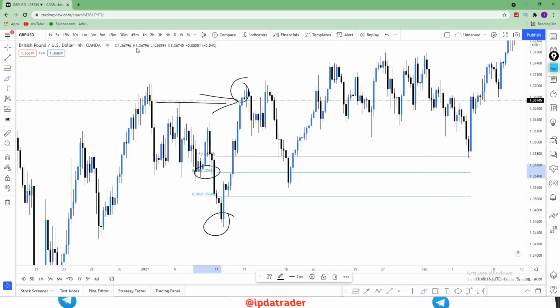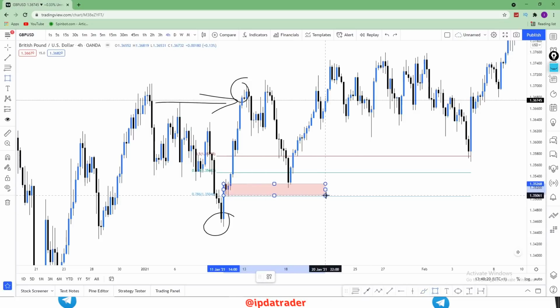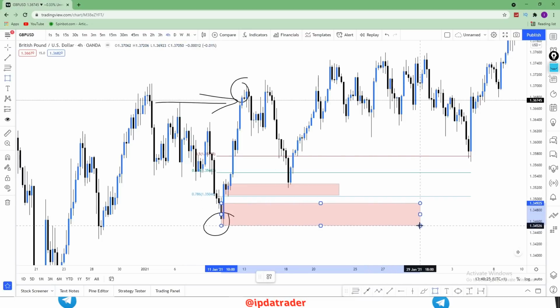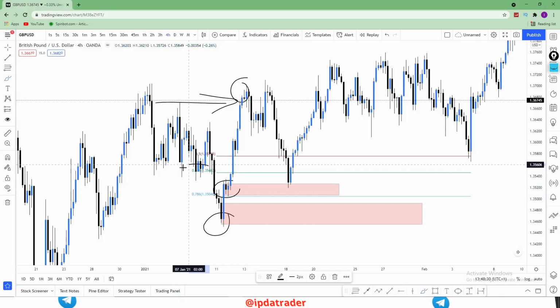Now, you will probably have the scenario where you have multiple POIs. As you can see, we have one here and one here. So what you would do is actually draw all your potential POIs below the 61% retracement. That's pretty important. And then you're going to wait, right? So that's in regards to POI. Wait for price to retrace at least 61%. And that's how you're going to get the high probability ones. So that's that in regards to POI.